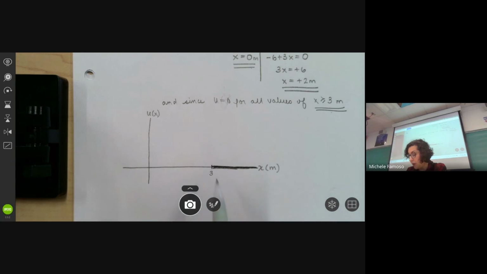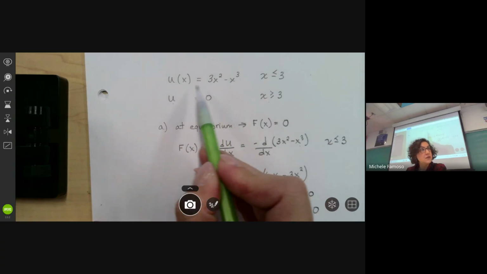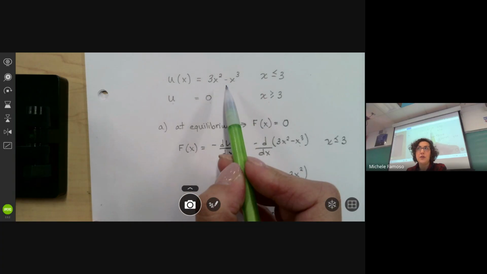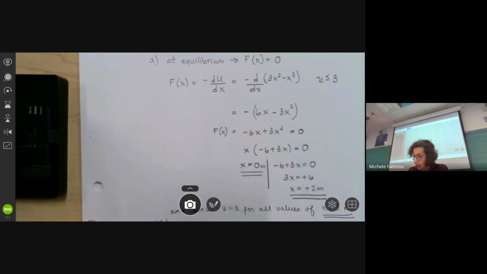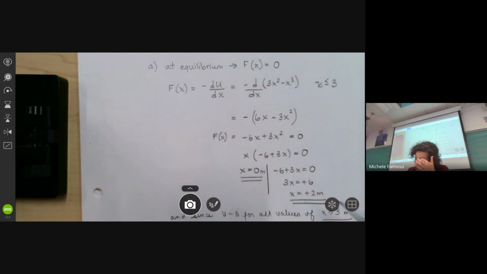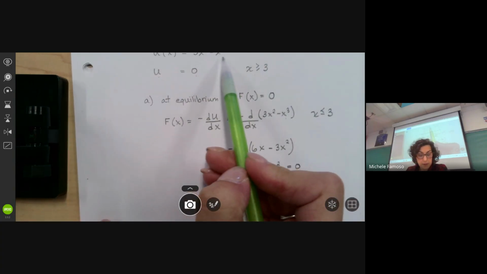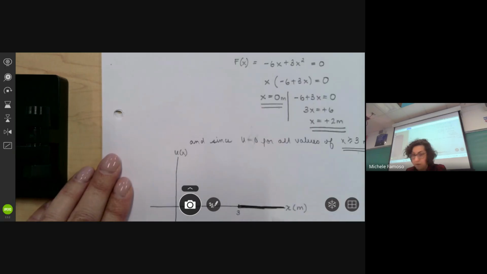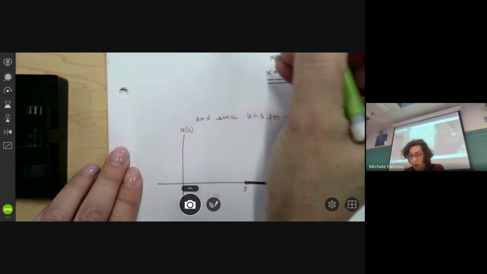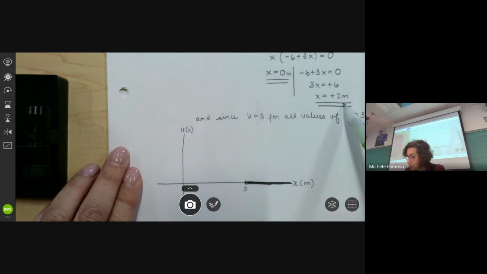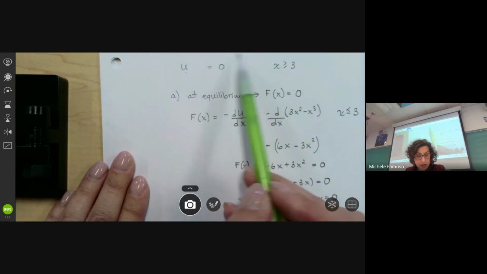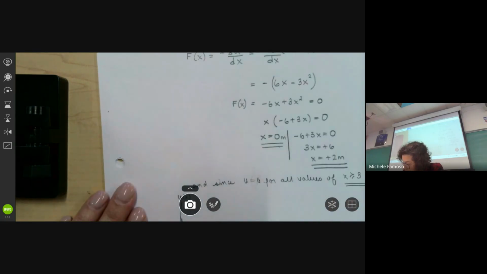Now, for all values less than or equal to 3, I need to graph this. And that's not so hard to graph. You can graph it on your graphing calculator if you want to see what that curve is going to look like. What I did was I evaluated it at my equilibrium positions. I know that if I plug in 3 meters, I'm going to get a value of 0 for the potential energy. When I plug in a value of 2 meters, I get a potential energy equal to 4 joules.